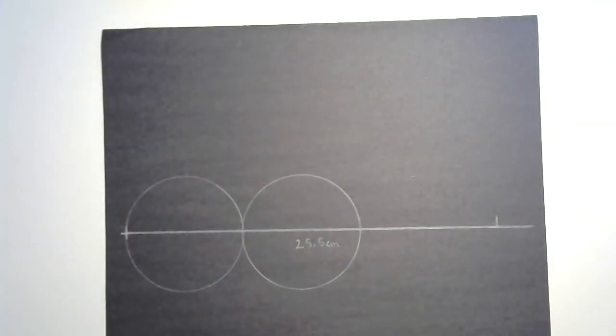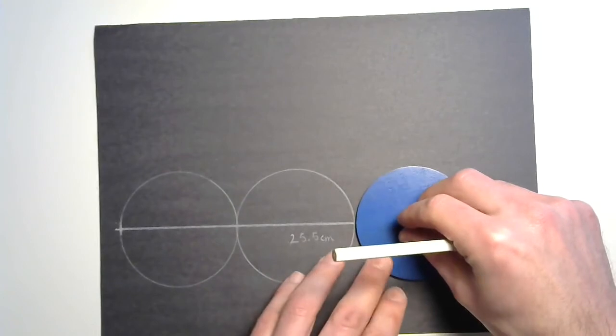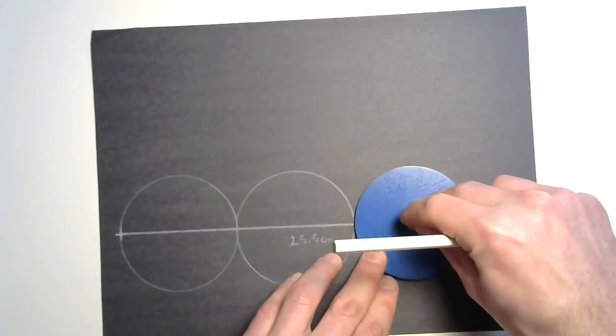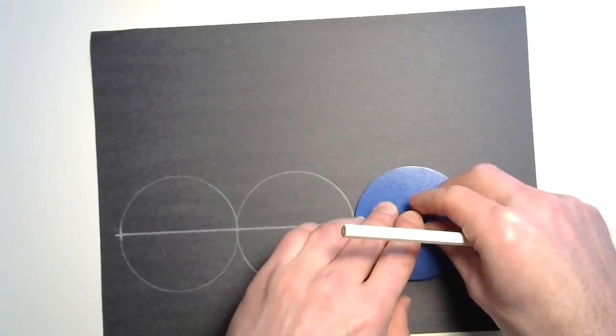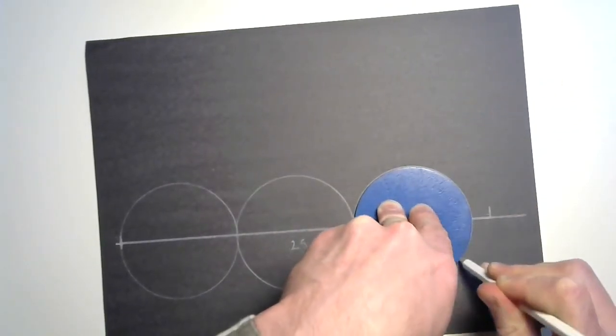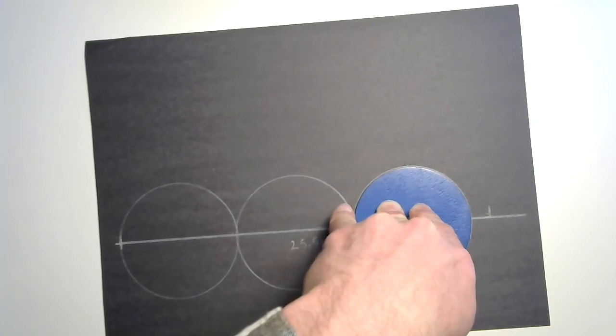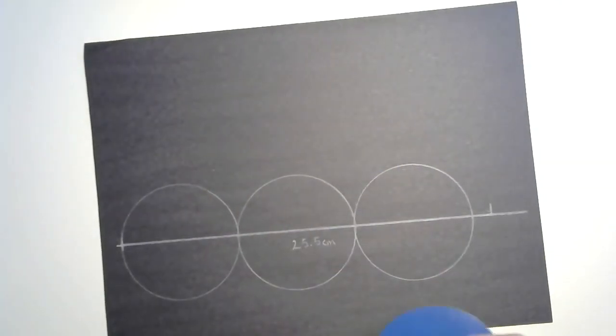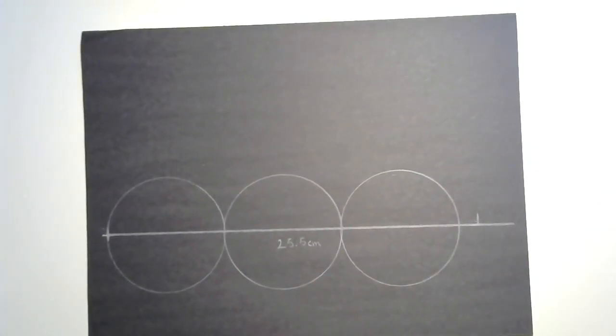So there's two so far. And now I think I should be able to fit a third, lining up that line through the diameter of my circle, and much easier the third time. There we go, and no, I cannot fit it anymore.